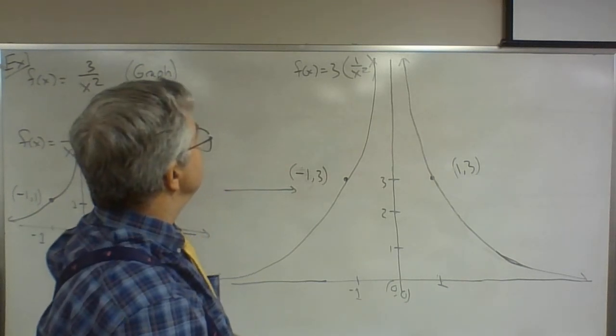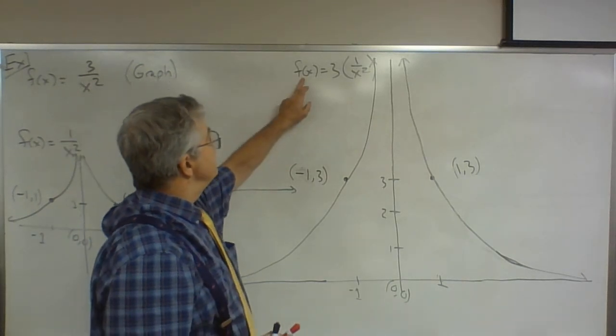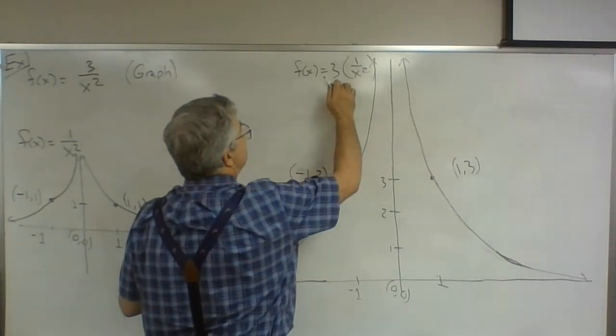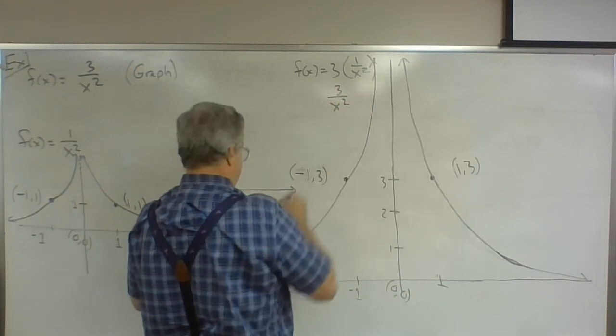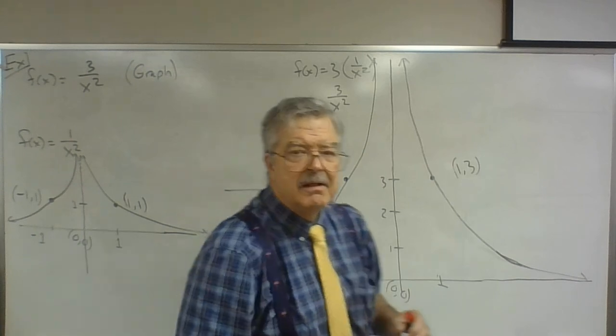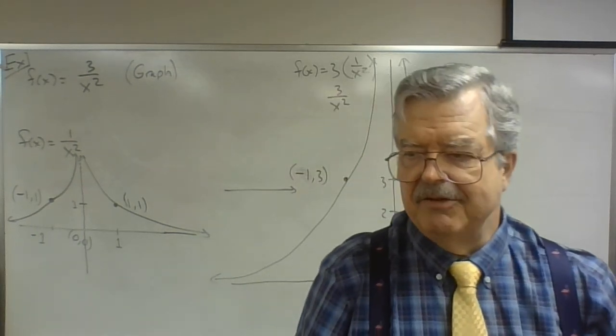So this is the graph of f of x equals 3 times 1 over x squared, or 3 over x squared. Let's do one more variation.